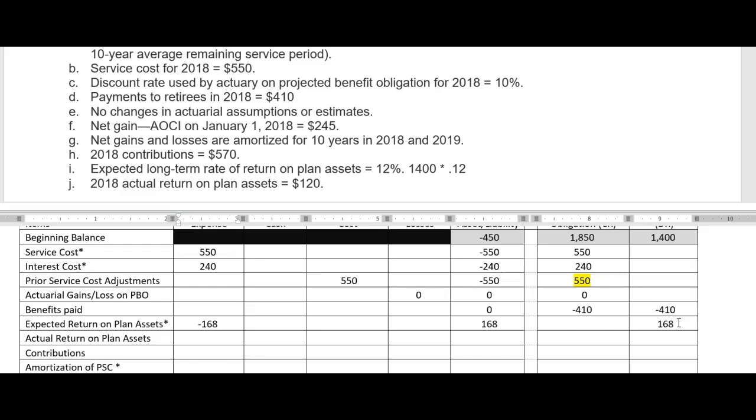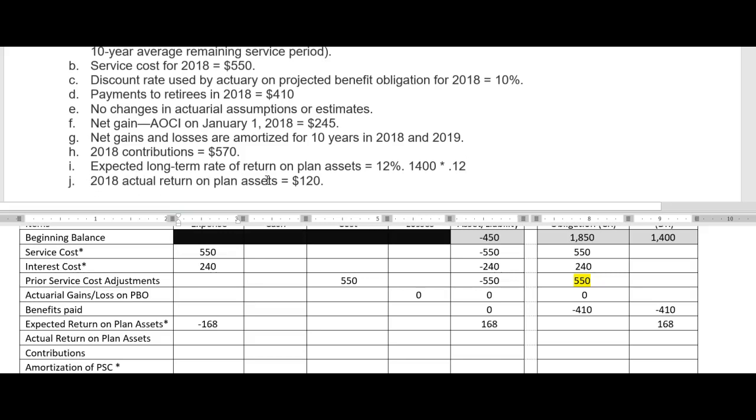Now, anytime you have an expected return, you also have an actual return. Now, that can sort of throw us a little bit. So let's talk about the actual return here. Go and find it. What did we actually make on our assets? Now, sometimes it gives it in the form of a percentage. Sometimes they'll just tell us the actual return. 2018 actual return on plan assets, 120. Okay, now that's not great because we expected it to be 168. We only got 120. So did we get more or less? Well, we have 48 less in return than we thought.